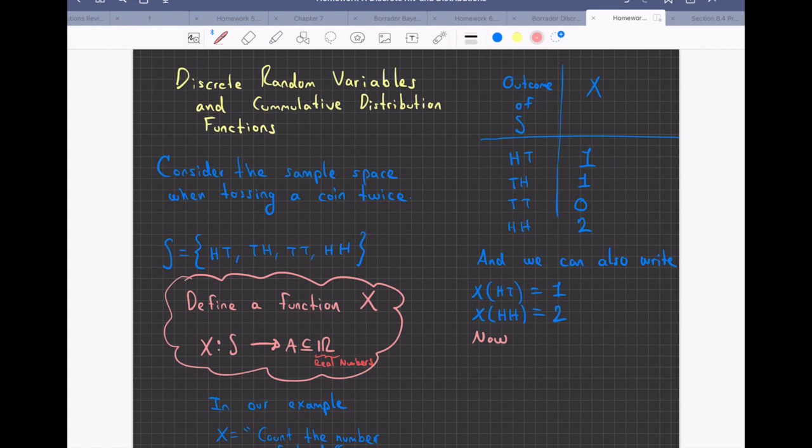Now, based on this, I'm going to define another function. This is going to be lowercase p. Now the relationship is going to be between the values of X and the closed interval from 0 to 1. And this is going to be p of x equal to the probability of the value of capital X.